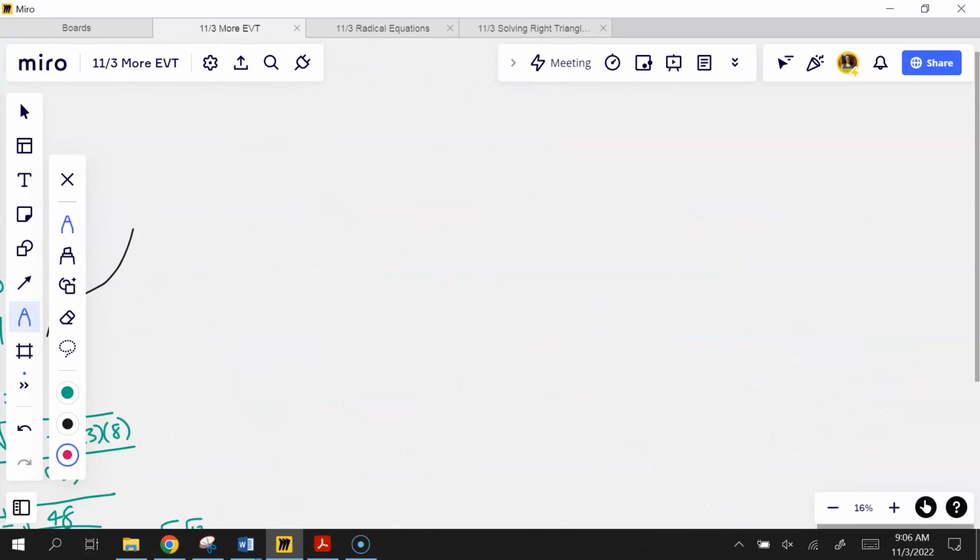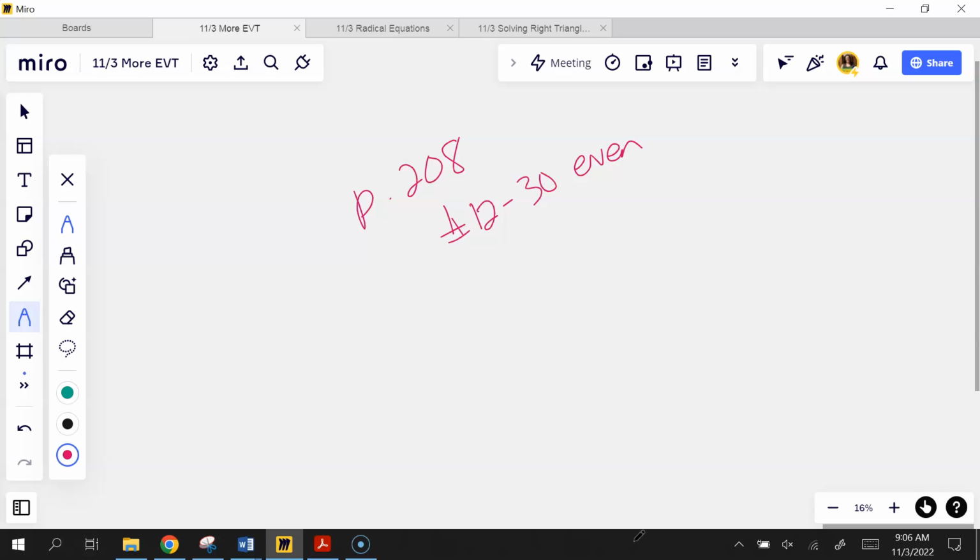We'll do the evens to your odds last night. Practice. So we'll do 12 through 30 even. What's that for? I want you to do a piecewise too. See what happens. It won't be as hard as the one I did. Let's do 39 and 41. And we'll do MVT tomorrow. That'll be fun.